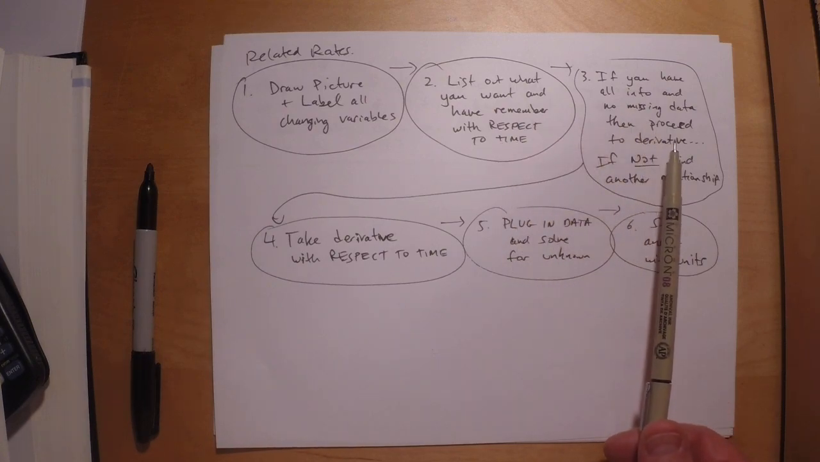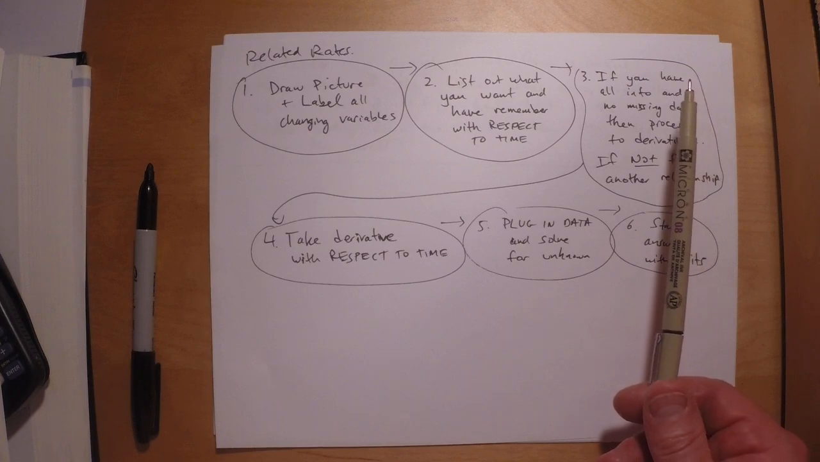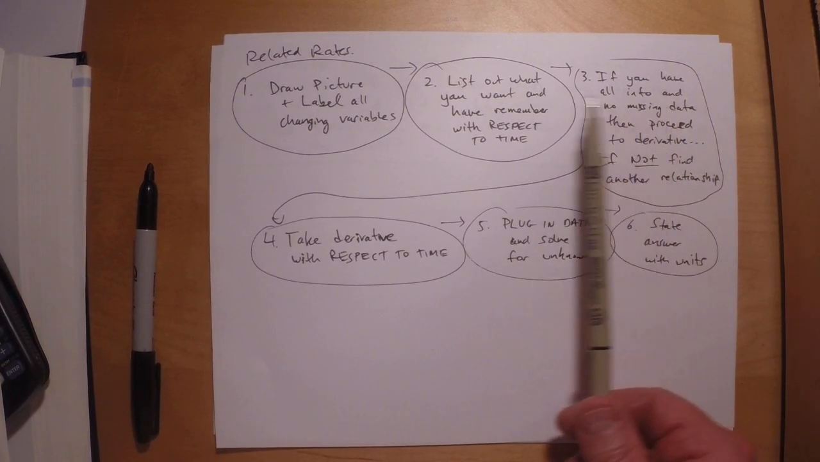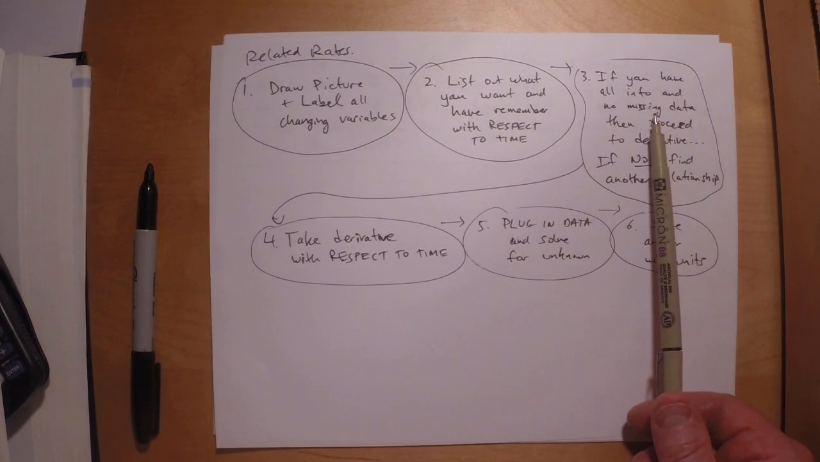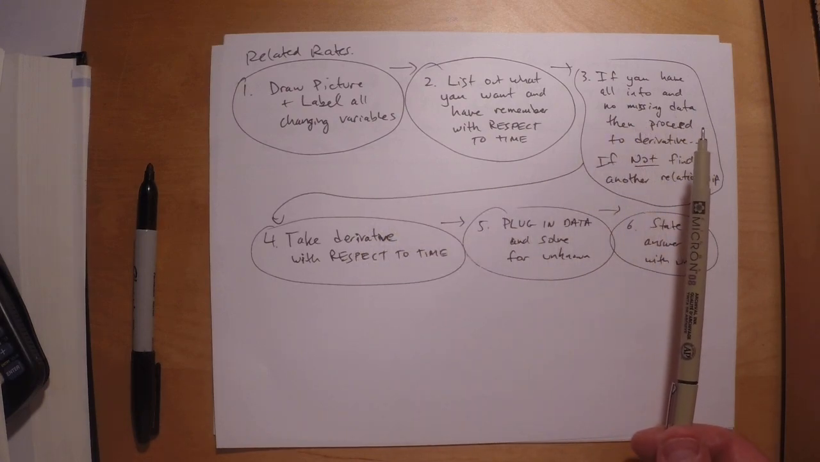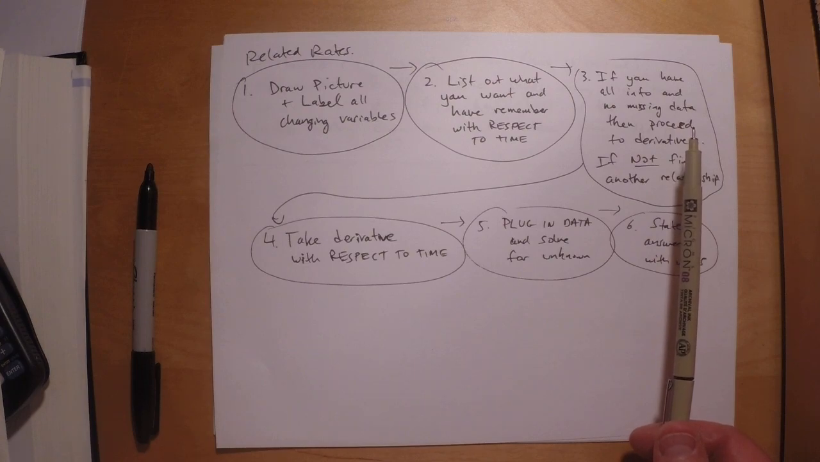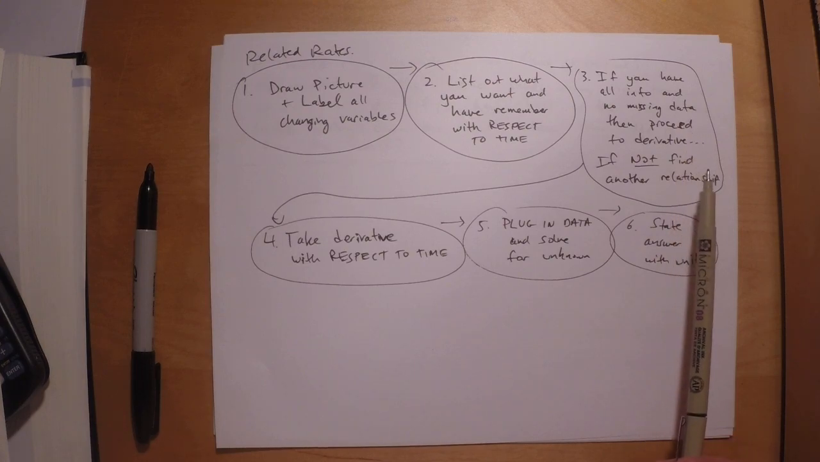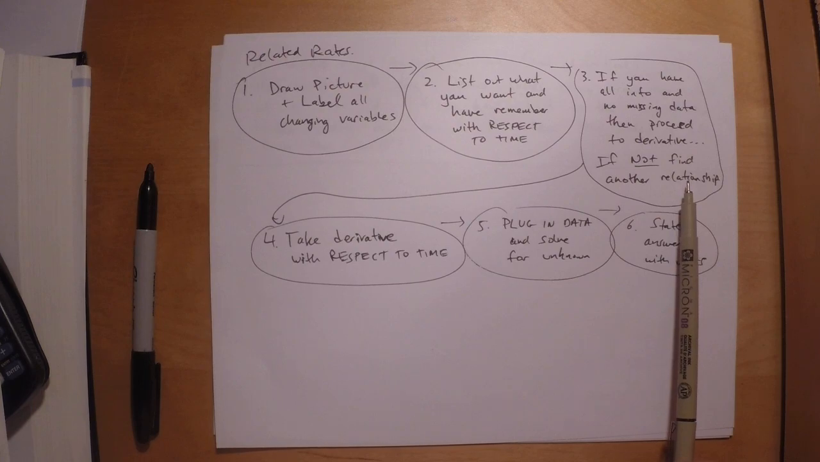The next thing you want to do is, if you have all the information that you need, you can literally move on to the derivative part. But if you don't have all the information, you might either have to do some indirect thinking, or you might have to find another relationship to take away one variable, very much similar to a max-min problem in that sense.